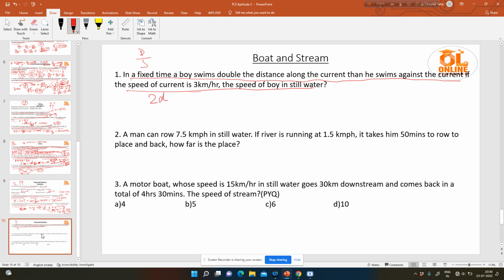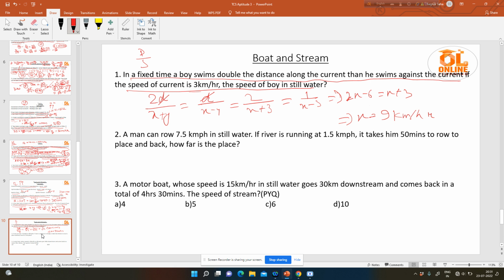So let us consider it as 2D, and in downstream the speed is x plus y, and in upstream he covers d distance, and the speed is x minus y. D and D would cancel. Okay, 2 by x plus y. We know the speed of the current is 3. So it would be x plus 3 by 1 by x minus 3. If we solve this, it would be 2x minus 6 is equal to x plus 3. That would be x is equal to 9 kilometer per hour. So the speed of the boy in still water is 9 kilometer per hour.